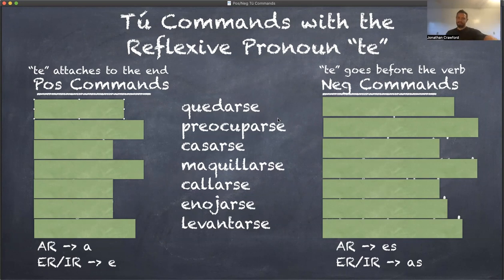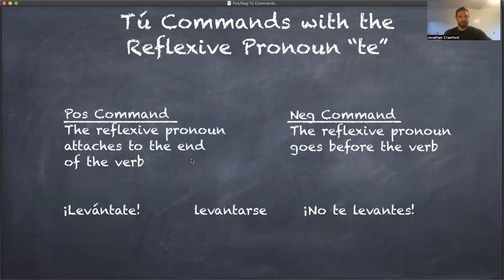So te attaches to the end of the verb if it's a positive command. If it is a negative command, then it has to go before the verb, all right? So let's see if I can find an example here. Like this: it's levántate, and the te is attached to the end of the verb. And if it's a negative command, it's no te levantes.